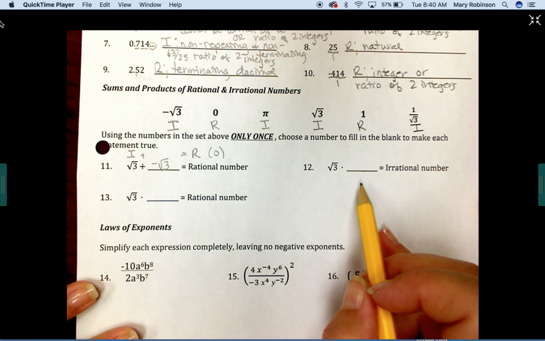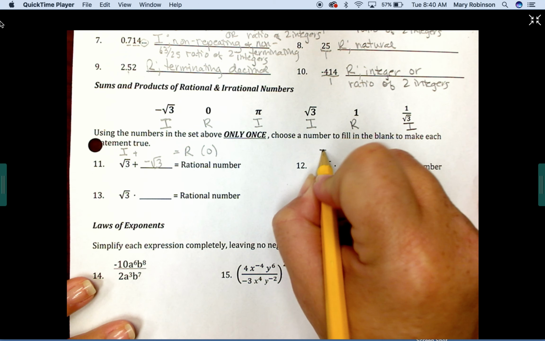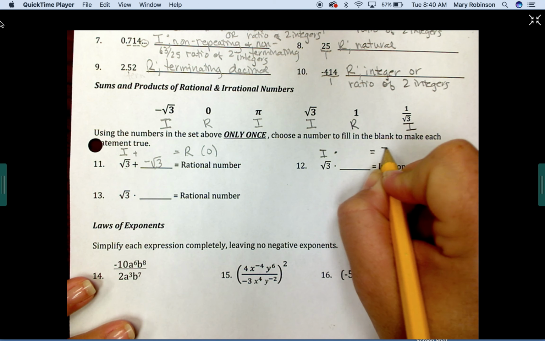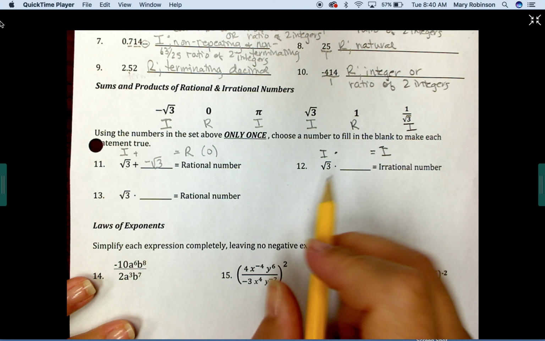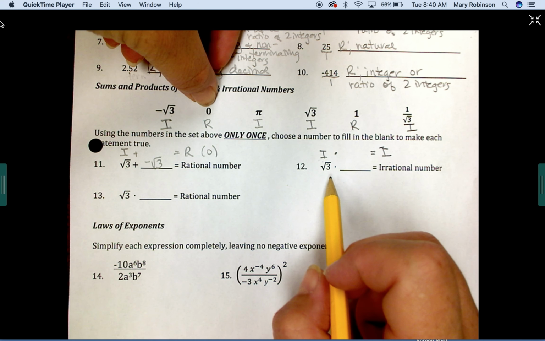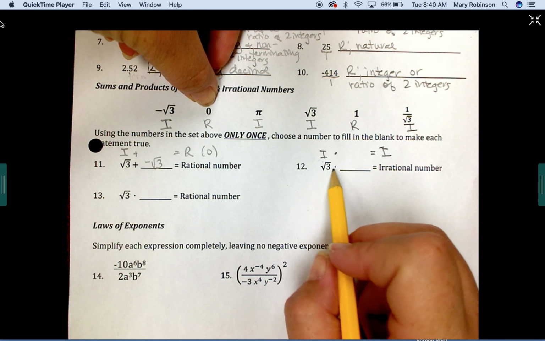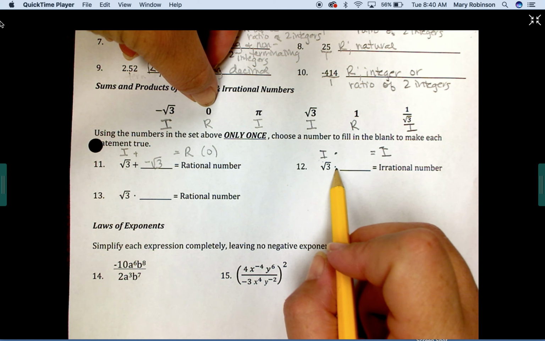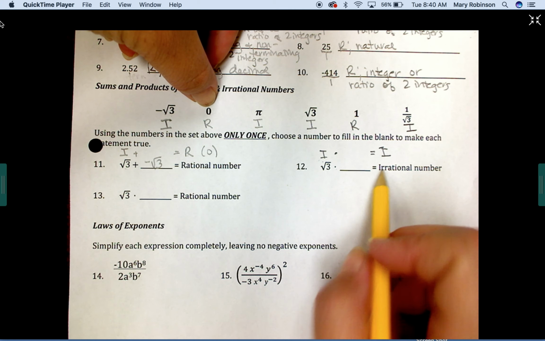For number 12, I'm trying to multiply an irrational number times a number to get an irrational. So if I take an irrational number and I multiply by a rational number like 0, the square root of 3 times 0 would equal 0. Well, that is not irrational.